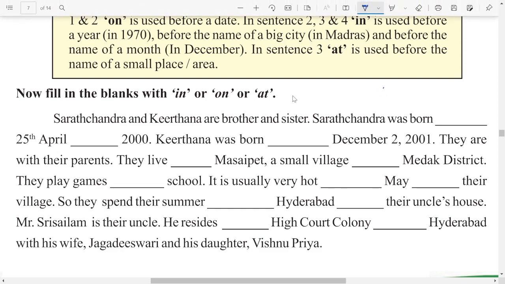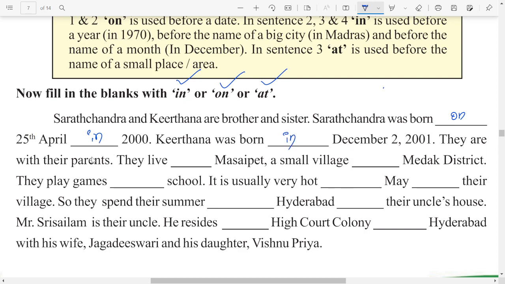So which one can we use? Can we use in 25th April, on 25th, at 25th? This is a date. So with the date, what do we use? On 25th April. With a year, we use in so and so year. Okay, so I was born in so and so year. Next, Ketna was born dash December. With December, we use in December.